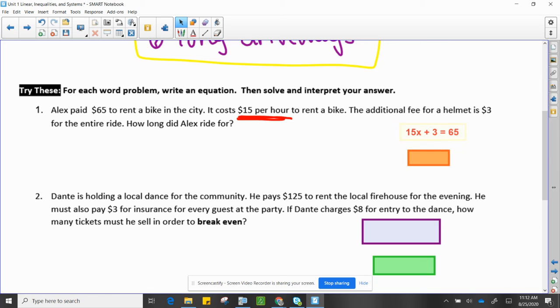Okay, so what you should have got was 15x, $15 per hour, plus the cost of the helmet. He only got the helmet once, so no variable there, just $3. And he paid a total of $65. So how long did he ride for? If you solve that equation, you should have got that he rode for 4 hours. I believe you get something like 4.13.